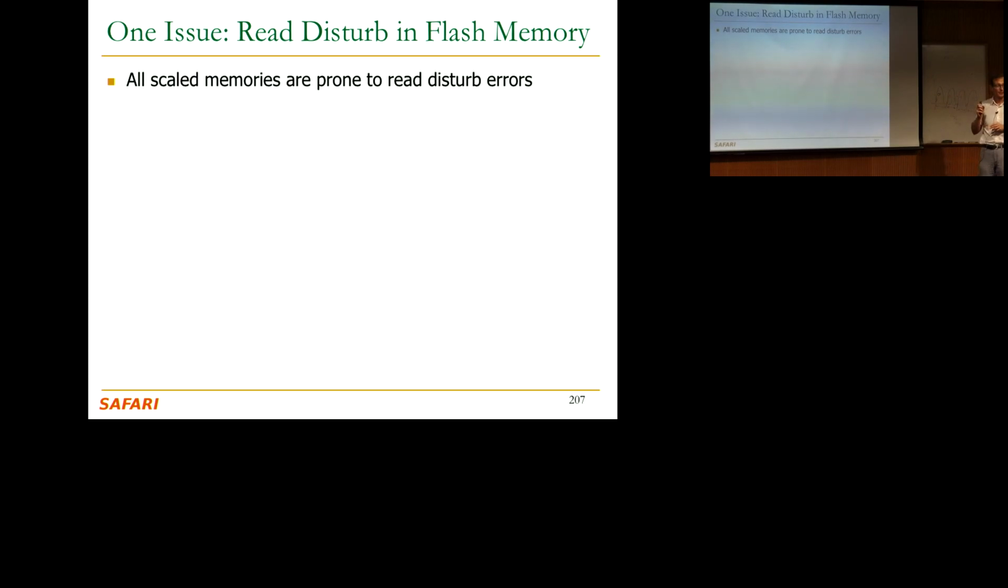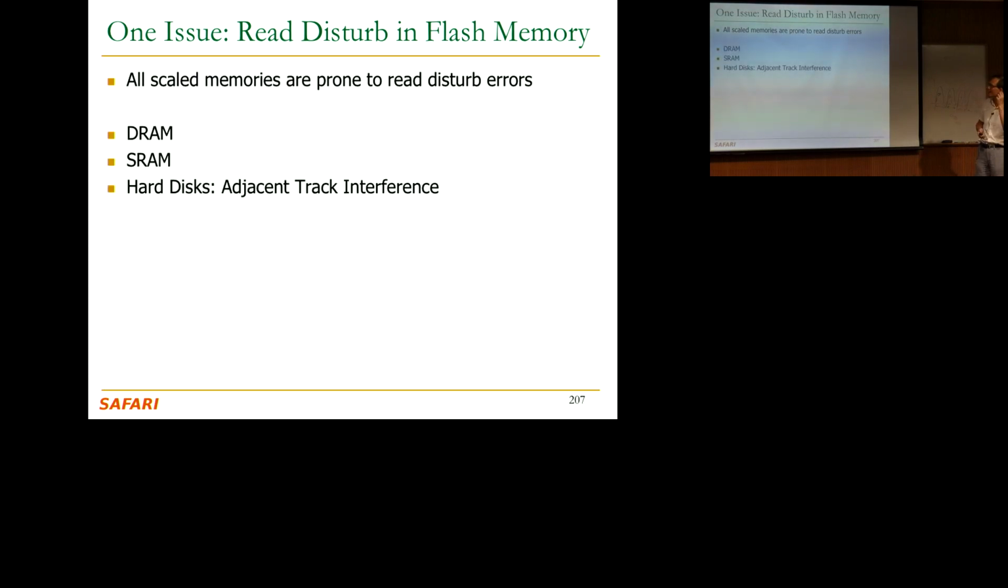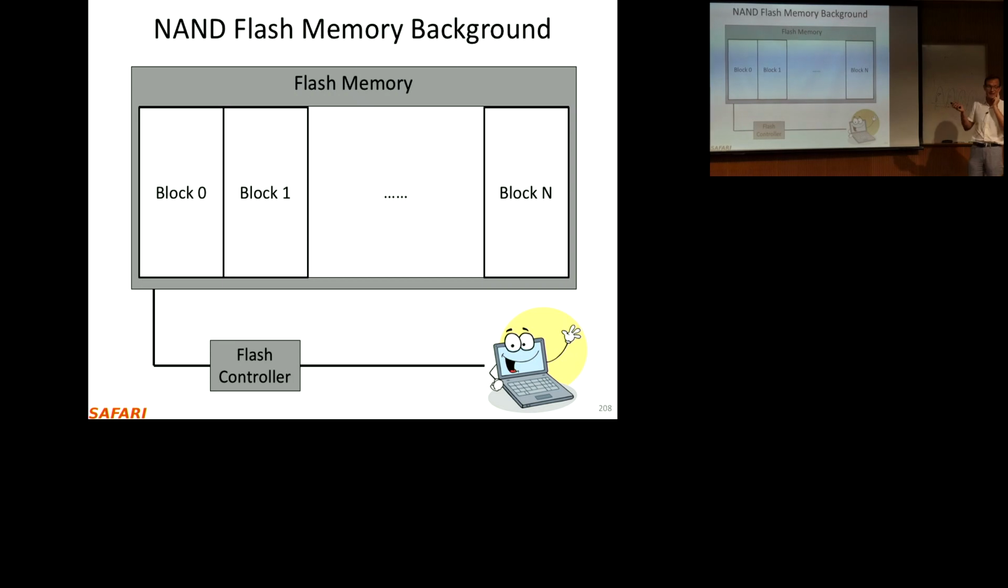But I'm going to focus on read disturb errors because we talked a lot about rowhammer. Actually, read disturb is very common in any kind of memory. All scaled memories are prone to read disturb errors. DRAM, SRAM has read disturbance. Hard disks have something called adjacent track interference. When you actually read or write to a track, you disturb the adjacent track. And NAND flash has it. So let's talk about the NAND flash as an example.